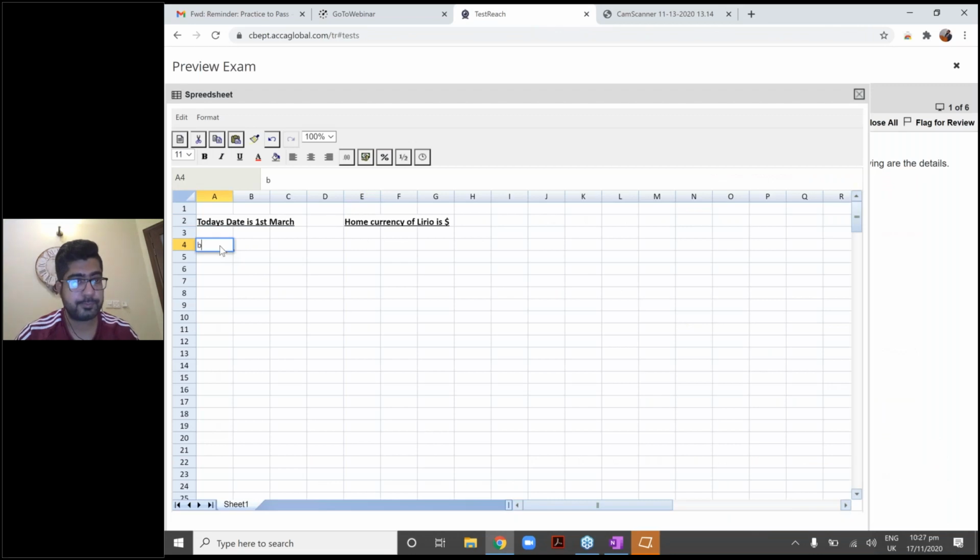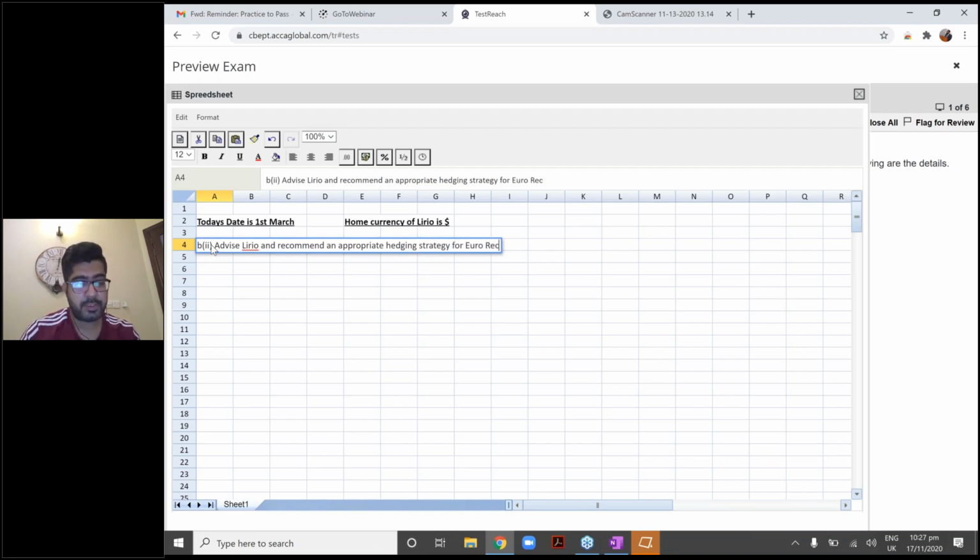So I need to write requirement B2. Advise Lirio and recommend an appropriate hedging strategy for the euro receipt it is due to receive in 3 months from sale of equity investment. Okay.